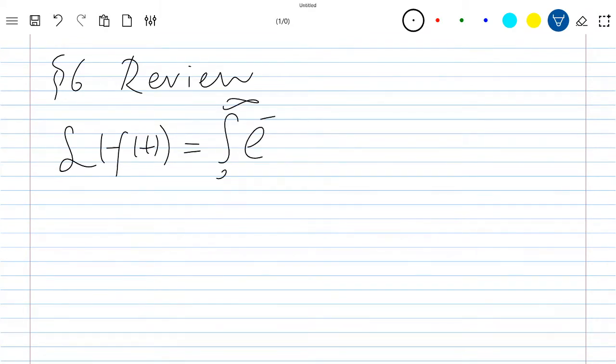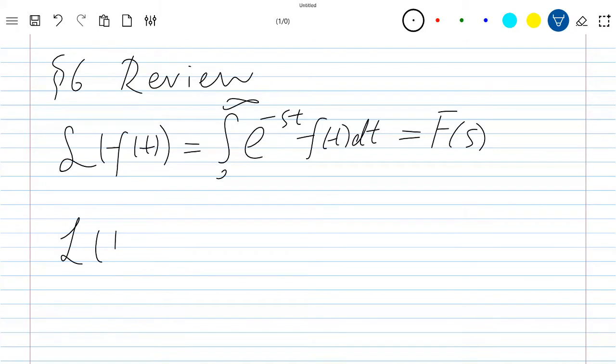Chapter 6 Review. Let's review the Laplace transform. First, we have a definition. If you're given a function of time, then the Laplace transform of that is defined as the integral from 0 to infinity of e to the negative st times f(t), and the result will be a function of s instead of a function of t. And we'll have quite a few formulas.